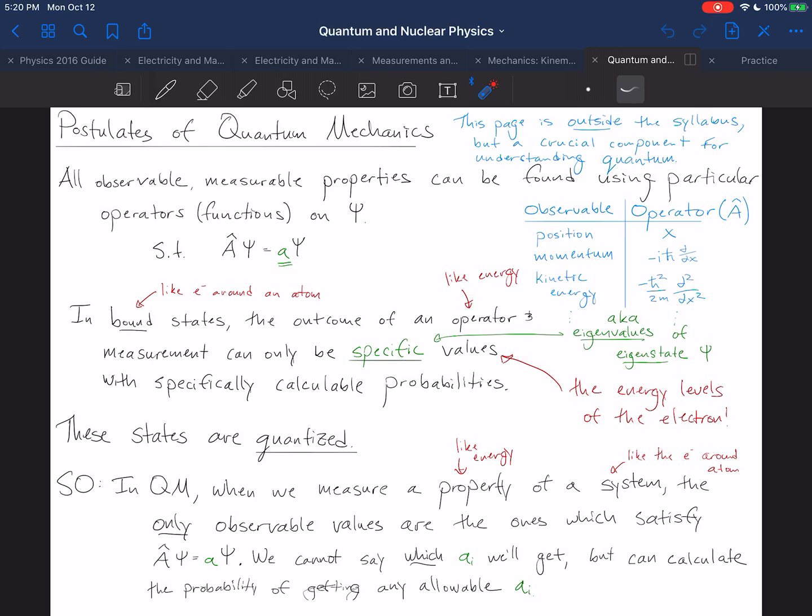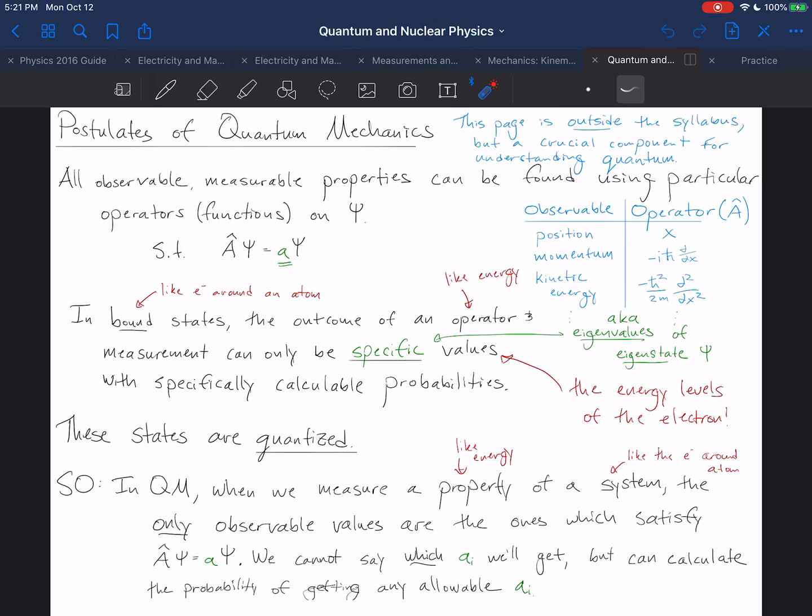But the point is that if we use the appropriate operator, like the energy operator, on psi, then the only values that satisfy this equation for a bound state system are the specific allowed energies that an electron can have. In other words, these right in here for energy are the energy levels of the electrons. These states are quantized. The quantized part of quantum mechanics is the fact that only certain values will satisfy this equation for a given operator acting on psi.